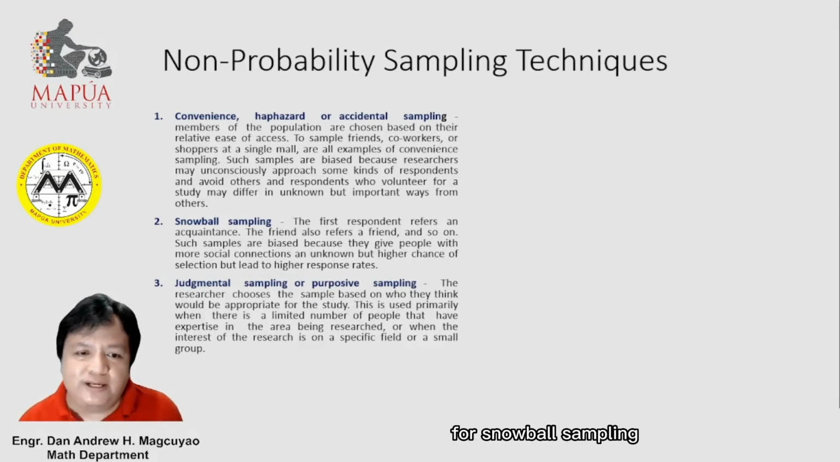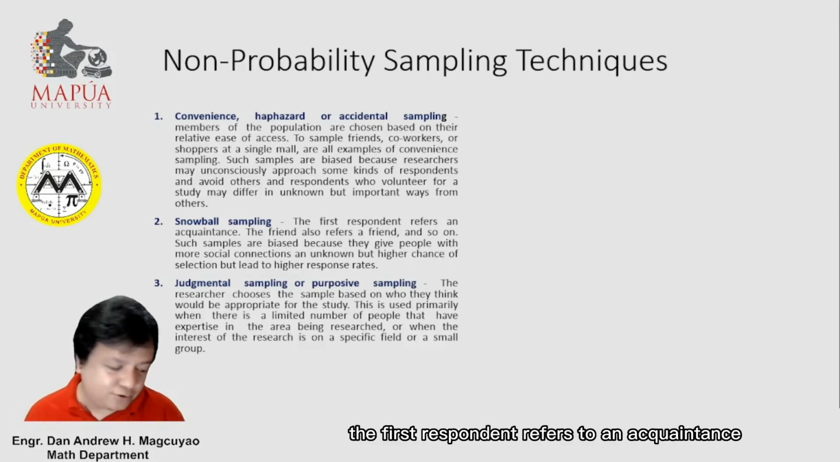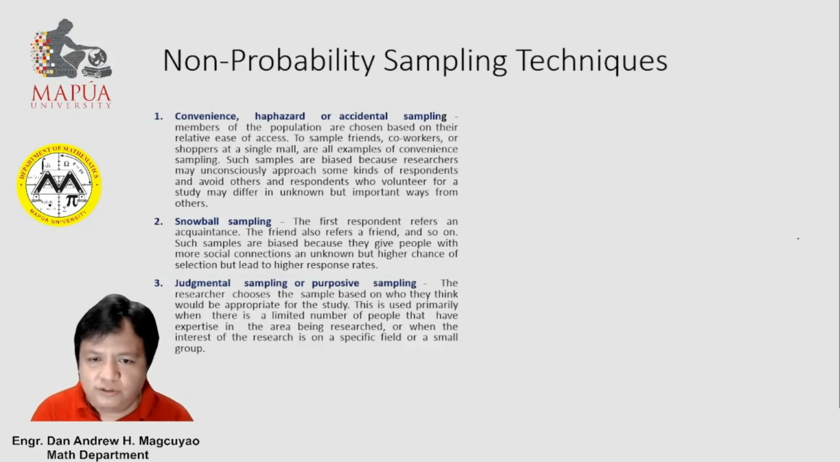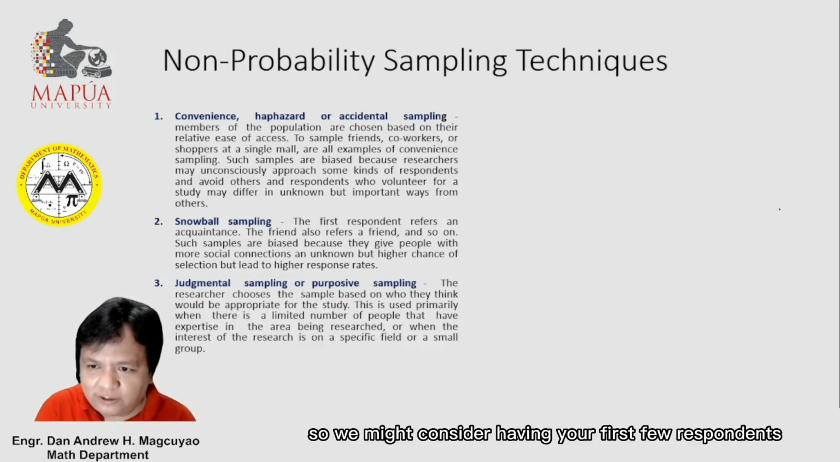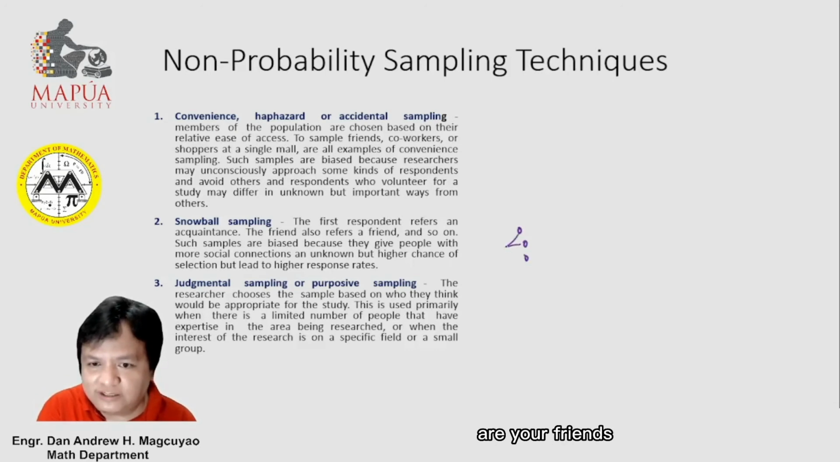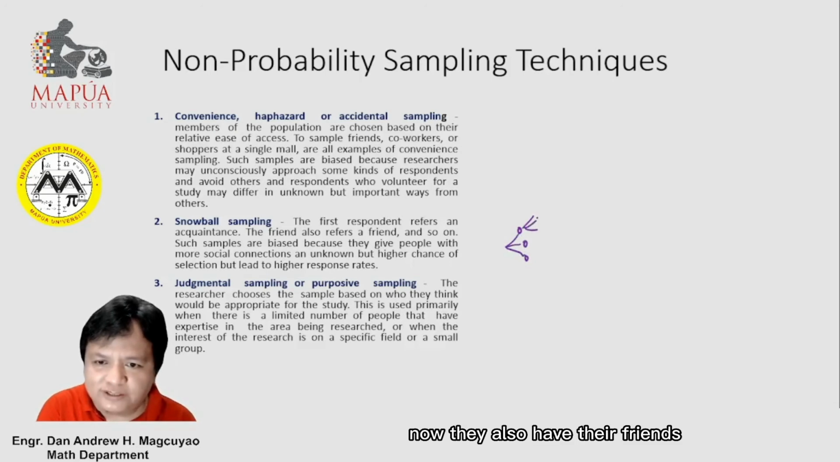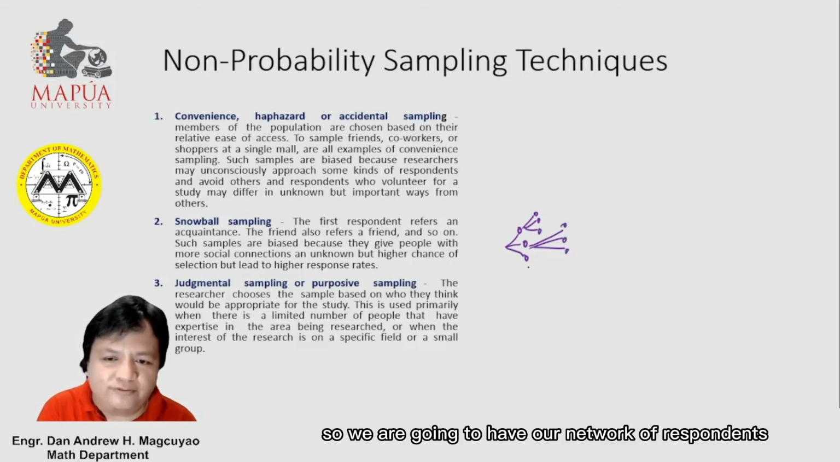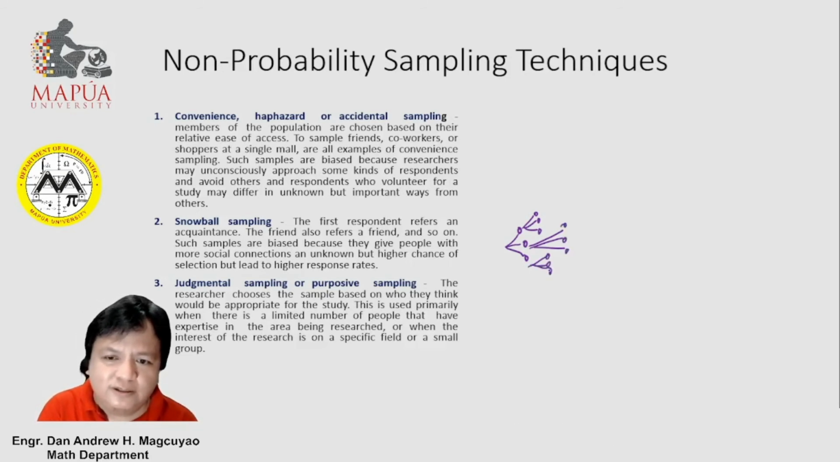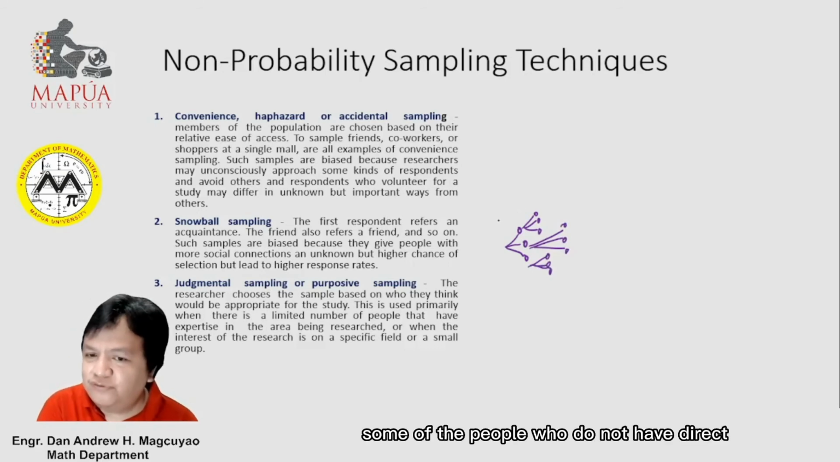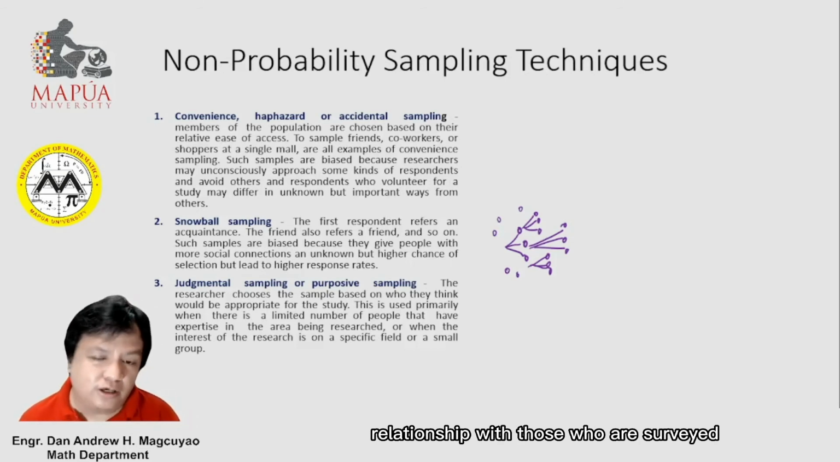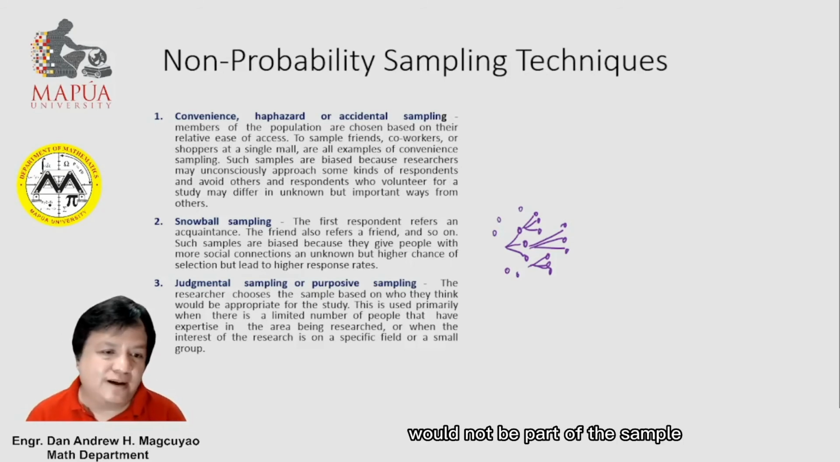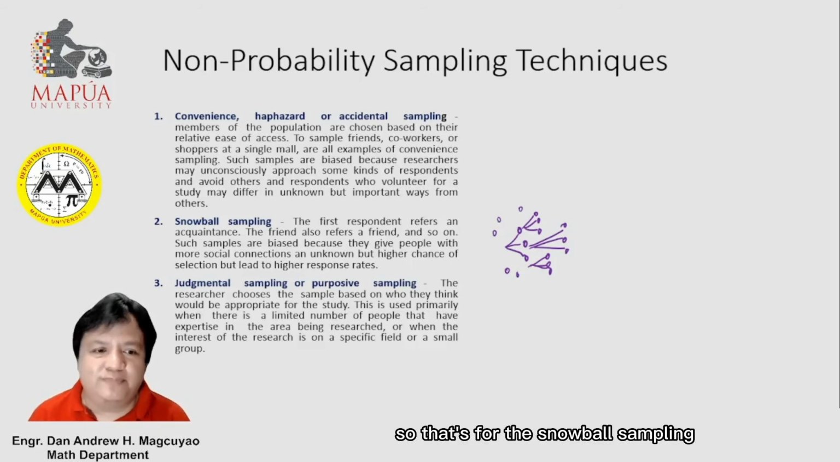For snowball sampling, the first respondent refers to an acquaintance. So we might consider having your first few respondents be your friends. Now they also have their friends. So we are going to have our network of respondents. Intentionally, some of the people who do not have a direct relationship with those who are surveyed would not be part of the sample. So that's for snowball sampling.